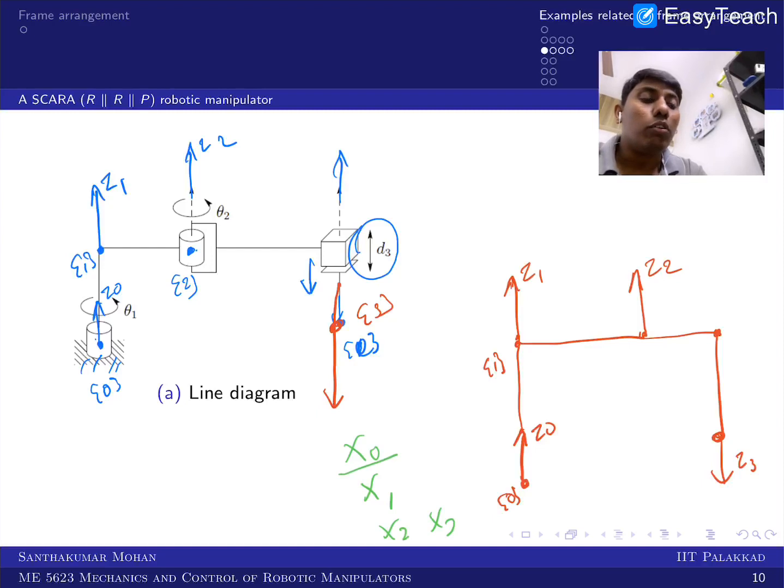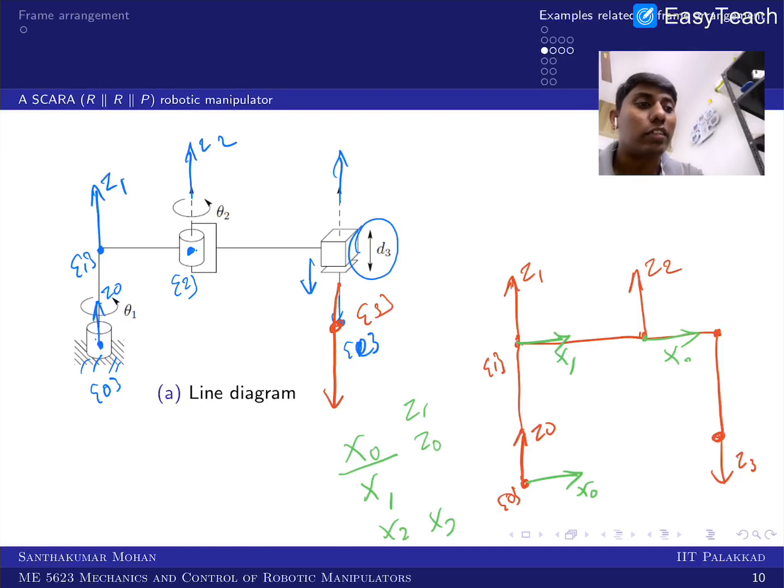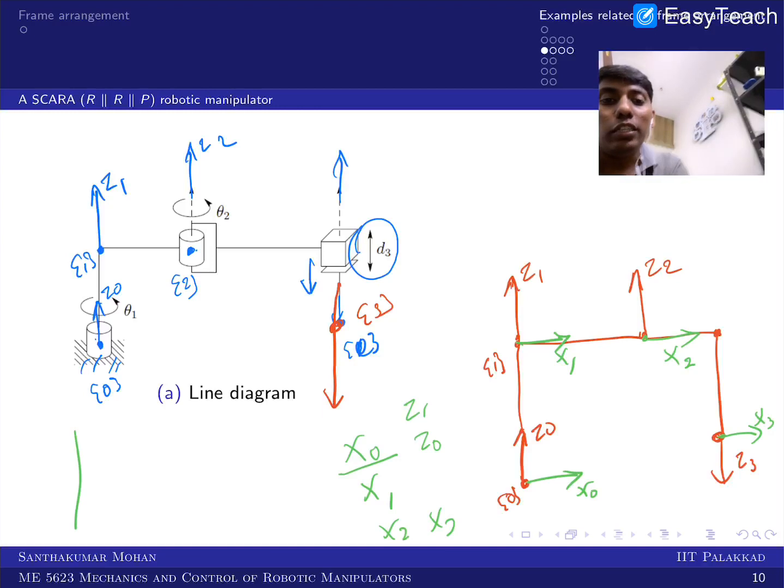So what is the x0 case? So we should check whether these two axes, Z1 and Z0, are parallel. If they are parallel, then you can choose the x0 direction as per our convenience. So I'm taking this as x0, and similarly x1, again it is parallel, but you can take it in the progressing side. So I'm taking the progressing side as this, and similarly you can see Z2 and Z3 are parallel, so I'm taking the progressing side. And here you can see that there is nothing further, so I'm taking x3 parallel to x0.